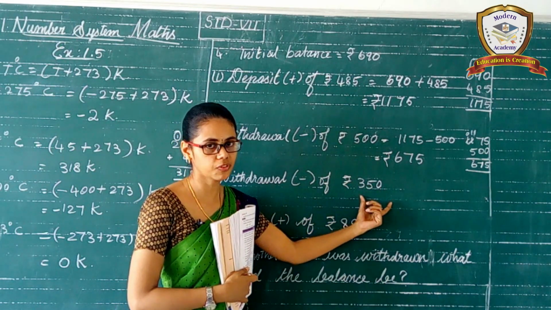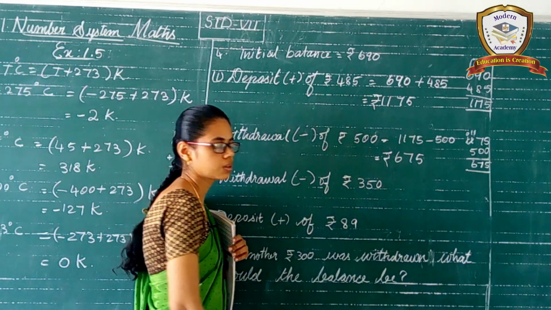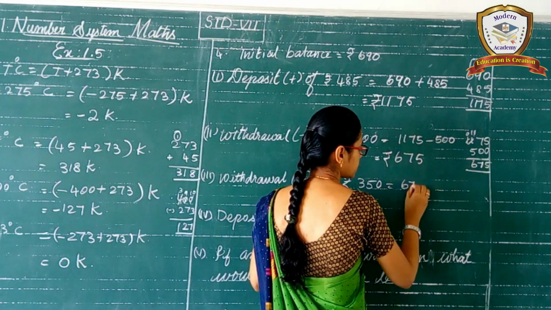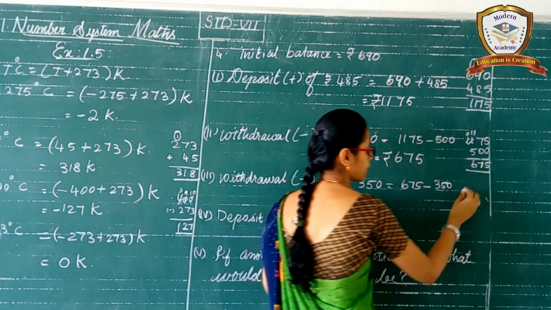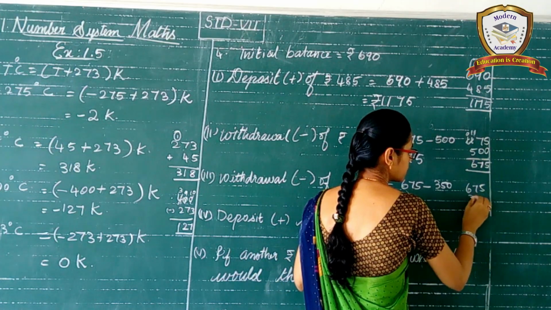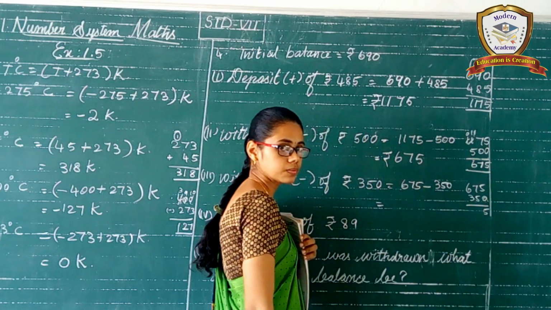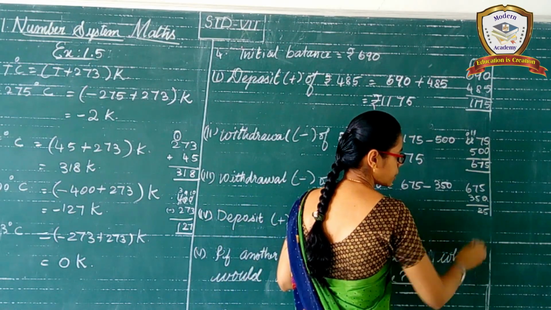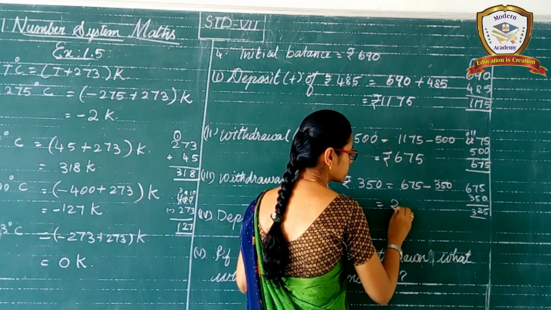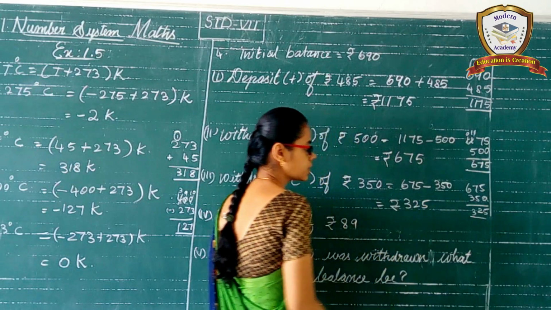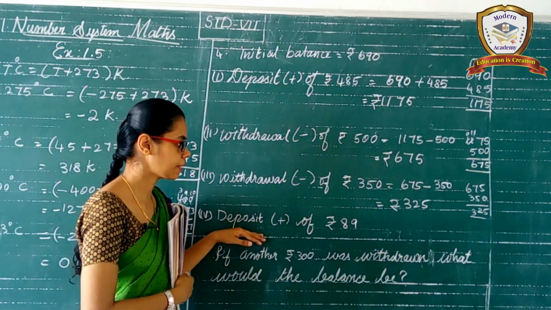350 rupees. Which means from this amount, subtract this. So again you want to subtract. So 675 minus 350. 5 minus 0, 5. 7 minus 5, 2. 6 minus 3, 3. So the answer is 325. So the amount is 325. Clear?